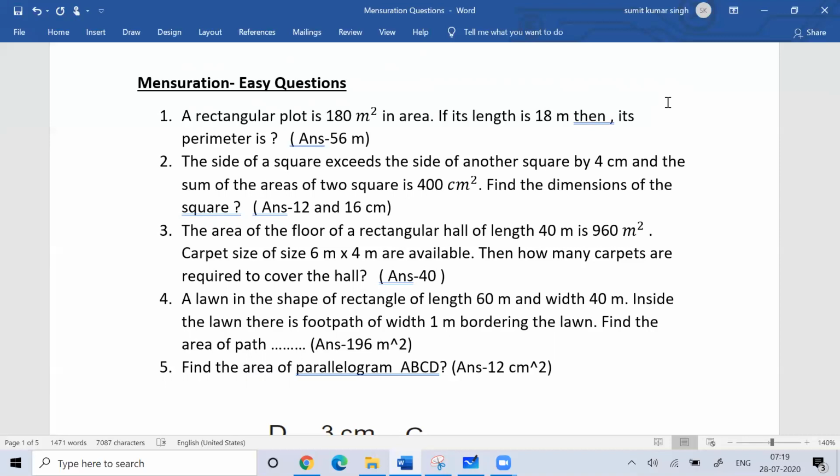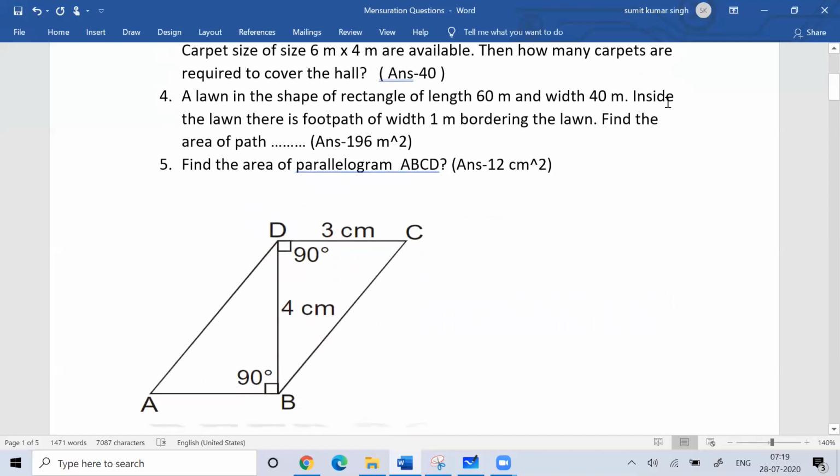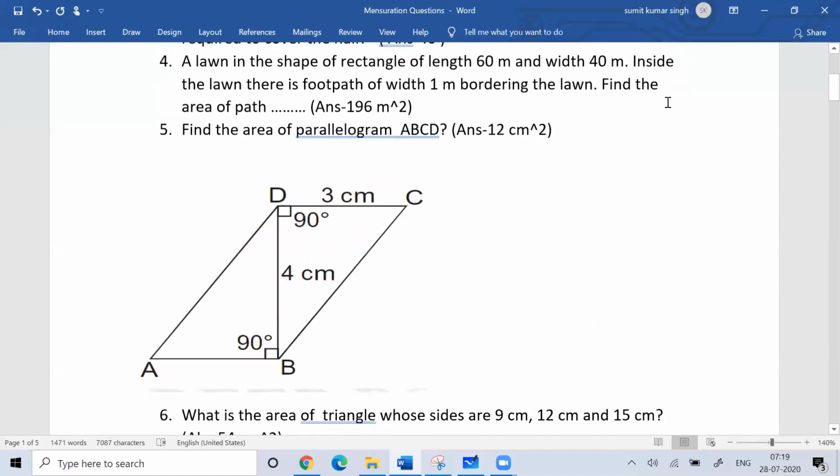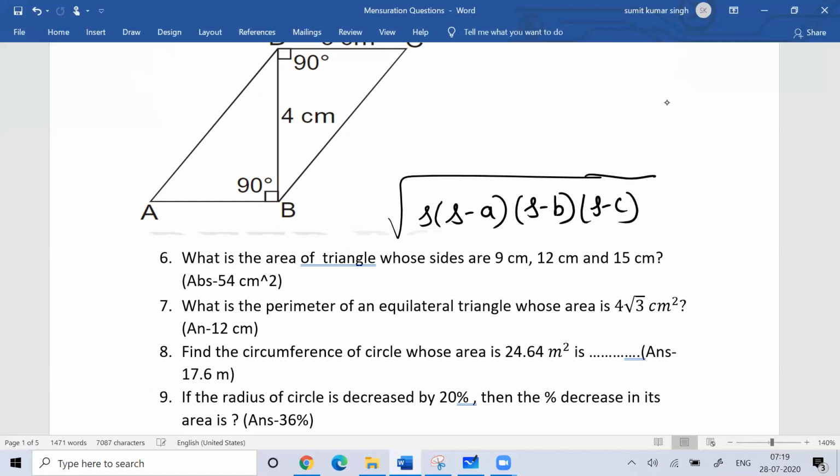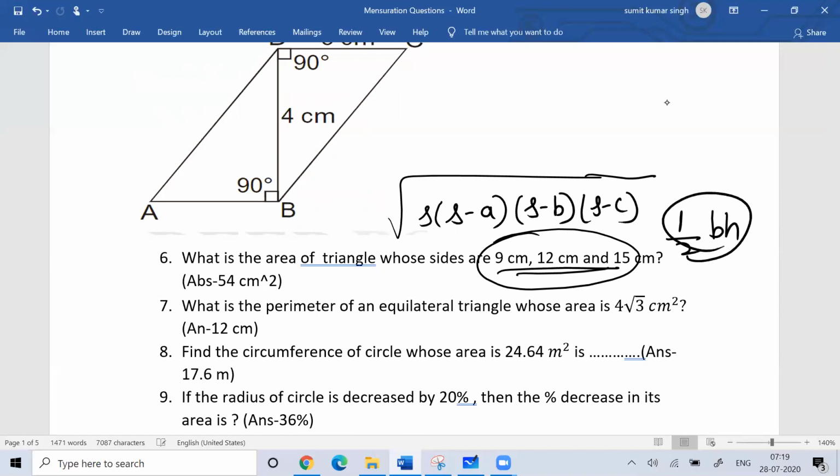So similarly, question number four, more or less a similar property on rectangle. Now question number five, we use the formula that base into height is the area of parallelogram. Then question number six, although many people will think to do this question by using the Heron's formula, that root of s into s minus a into s minus b into s minus c. Many people can think to use this formula, but otherwise, if you're good with understanding, you can understand this is basically a right angle triangle.